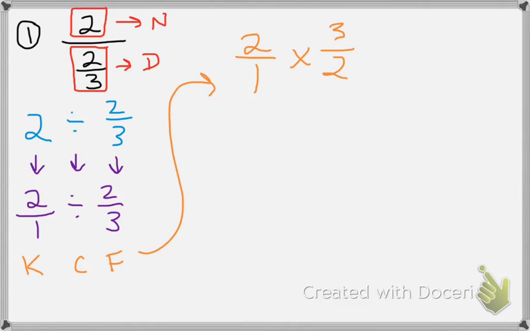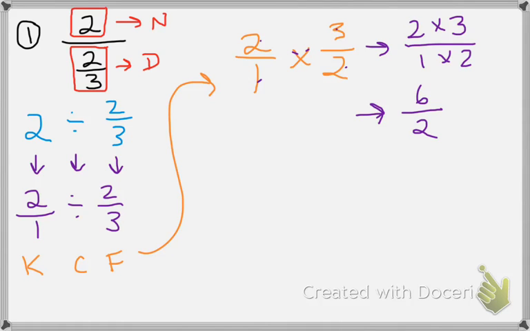When you multiply fractions, you just multiply straight across. So we have 2 times 3 over 1 times 2, which comes out to be 2 times 3, which is 6, over 1 times 2, which is 2. 6 over 2, or 6 divided by 2, comes out evenly to 3. So our answer is the whole number 3. So 2 divided by 2/3 is 3.